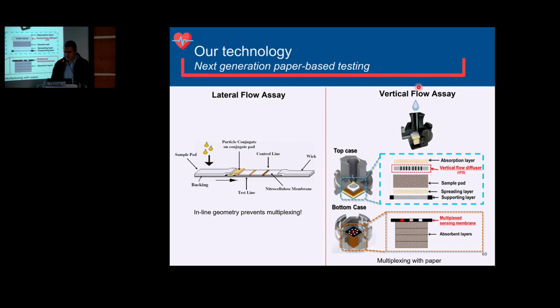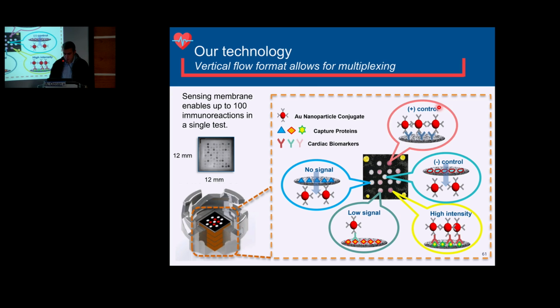So vertical flow assay technology is the sister of lateral flow assay. It shares the same principles: paper-based, rapid, 15 minutes, 20 minutes max. But vertical flow is kind of like the next level because it's multiplex. We can look at multiple analytes at the same time, up to 100 immunoreactions. Think of it like a single assay that has 100 assays in it, which means if you were to do the same thing with lateral flow tests, most likely you would have to do 100 of them.